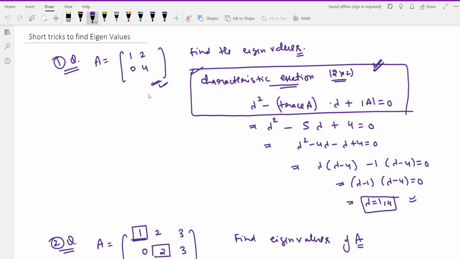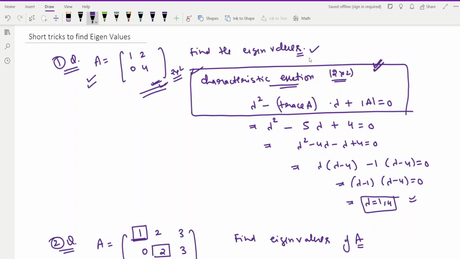I will be discussing two questions with you, and this particular video is related to the short trick to find eigenvalues. So if you see, there is one question. In this question, I have considered one matrix, a 2 by 2 matrix, and the entries are 1, 2, 0, and 4. The question is that we have to find the eigenvalues of this particular matrix.